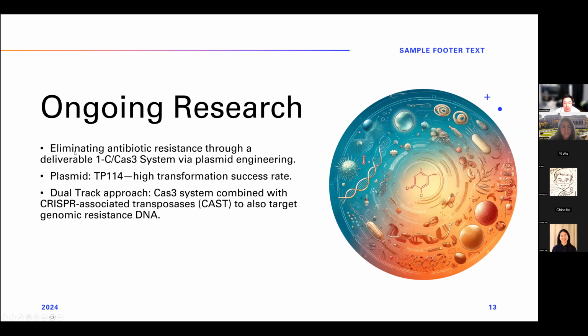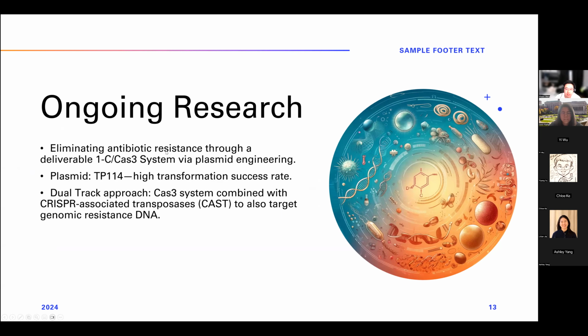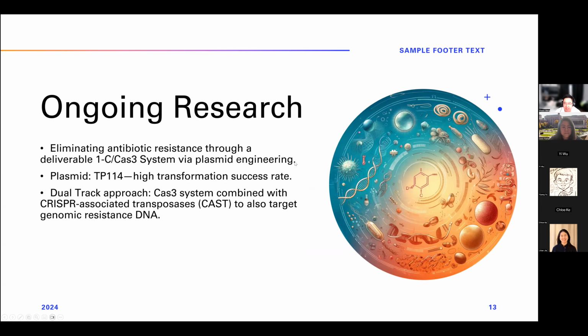So I'm just gonna quickly mention the research that I'm doing now. The hope is that Cas3 will work via plasmid engineering. I'll deliver it to K. pneumoniae, and then within K. pneumoniae, we're going to eliminate two things. One is genomic DNA, so part of the bacteria's genome that has resistance to standard of care antibiotics, and the other thing is plasmids within K. pneumoniae that has resistance, which we are going to eliminate through Cas3.